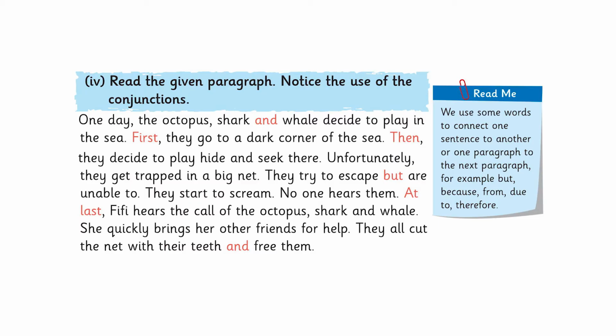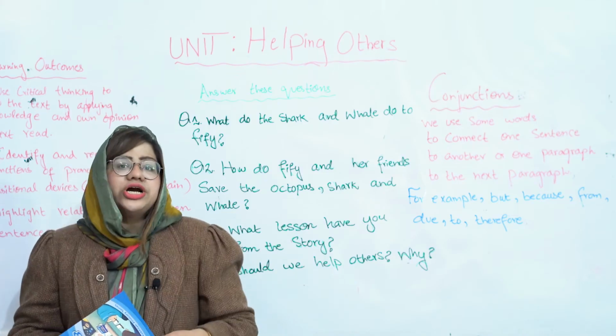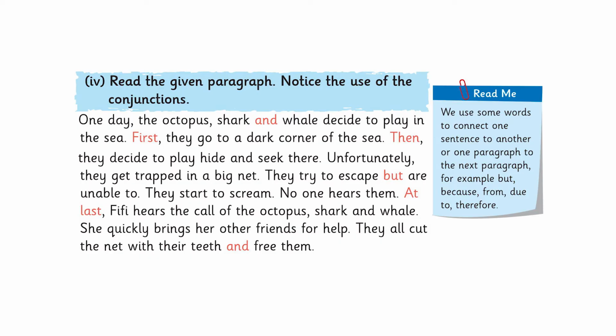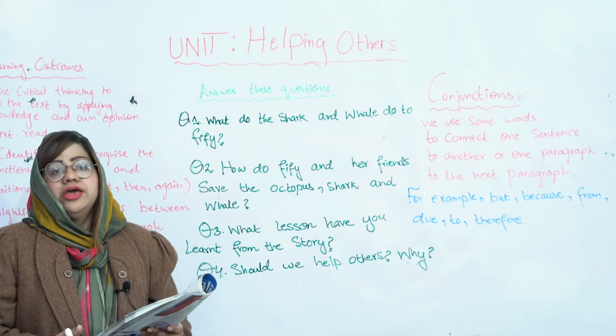Look at page number 6. Now read the paragraph. One day, the octopus, shark and whale decide to play in the sea. First. Do you think that first is a conjunction? Yes. First is a conjunction. Now move on. They go to a dark corner of the sea. Then. Look at the concept board. Do you think that then is a conjunction? Yes, because it links the sentence to another one and gives us additional information.